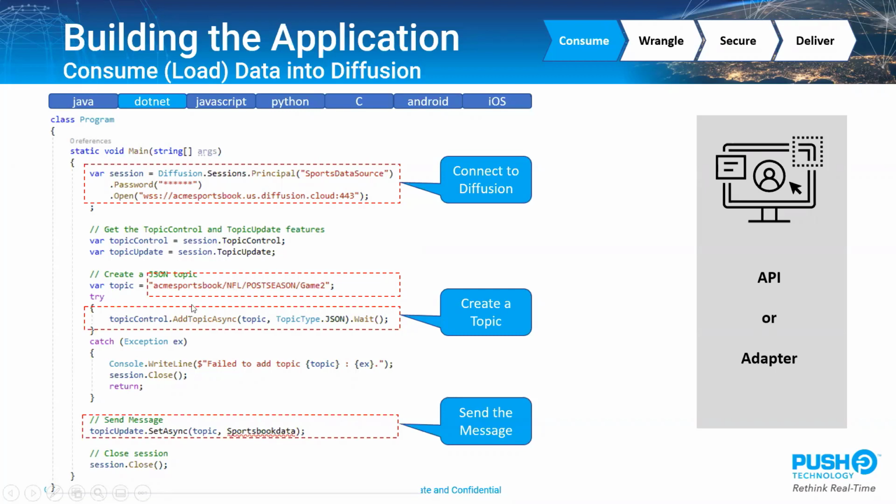And now that I've got my topic, I'm just going to add that topic. And then the next step, my third step, is to start to send messages into that topic, into my Sportsbook data. And it's straightforward. The component I haven't spoken about is the adapter. So we do have adapters. For example, we have a REST adapter, and that REST adapter has the capability to go out and ping an endpoint, call the data from that endpoint, and make that immediately available in Diffusion.